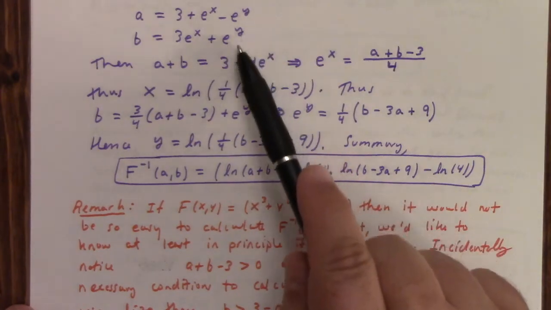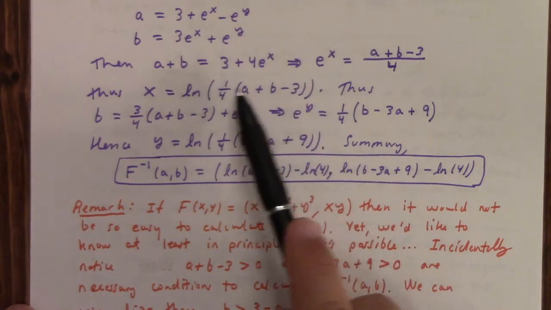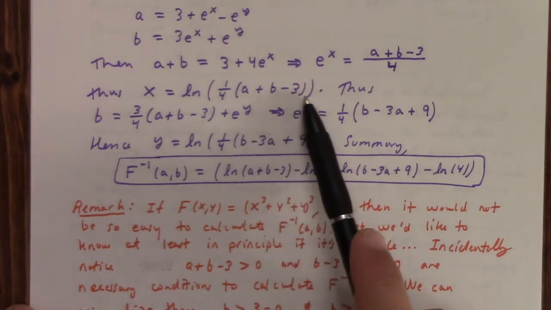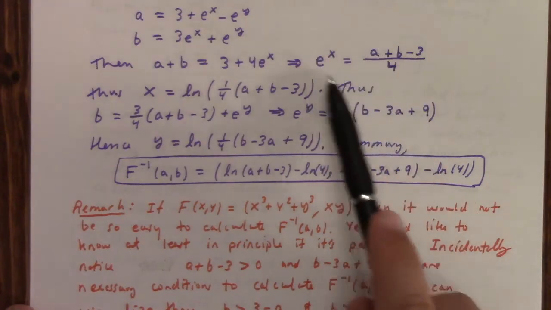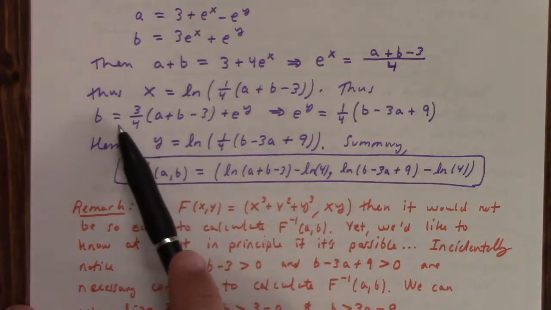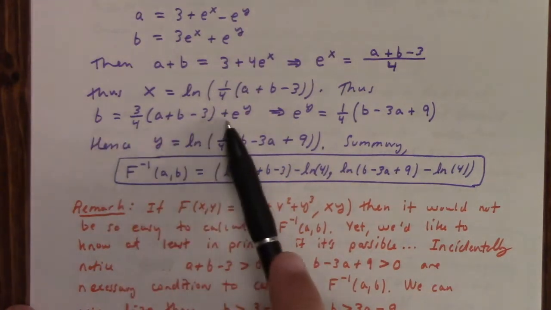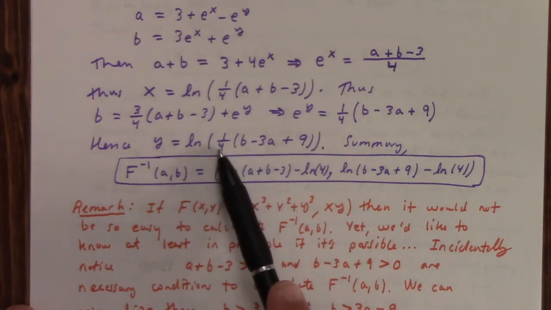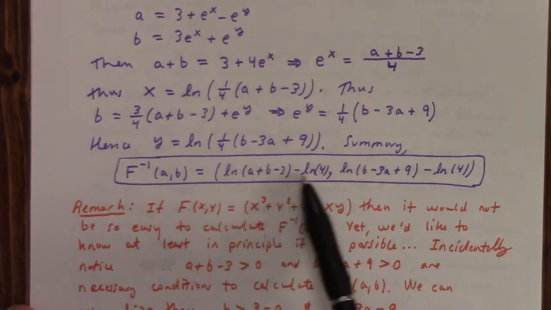I add the equations, the e to the y's cancel, and I get 3 plus 4e to the x, and then I can solve by taking the log of both sides, and I get natural log of 1/4 this. And likewise, I can take this and plug it into e to the x. I get 3/4 b is equal to 3/4 a plus b minus 3 plus e to the y, and then I can solve that for e to the y, and then I take the log and I get this. And of course, if we have log of stuff divided by 4, that's the same as log of stuff minus log 4 by properties of log. So there you go. There's the formula for the inverse function.